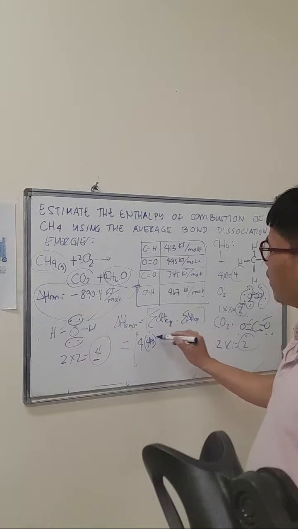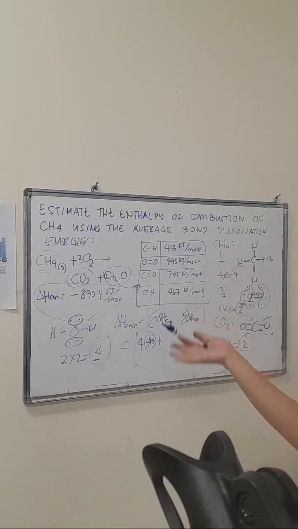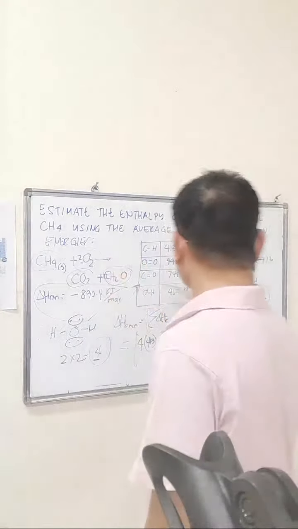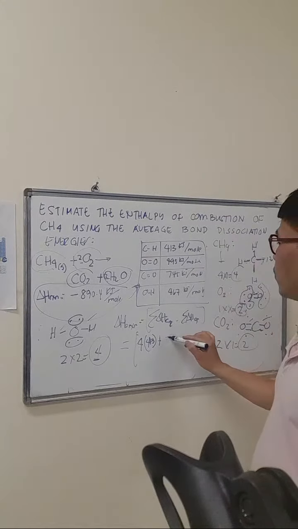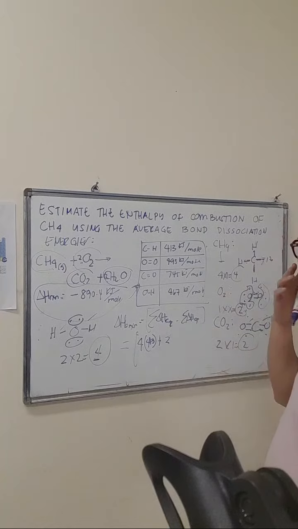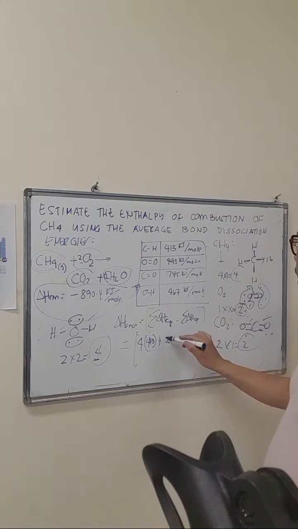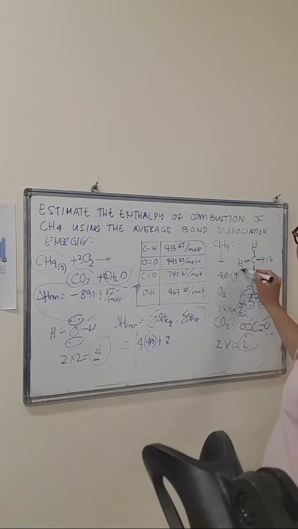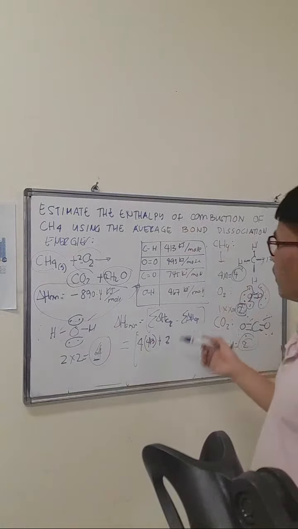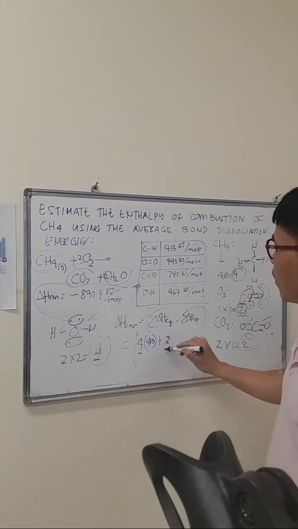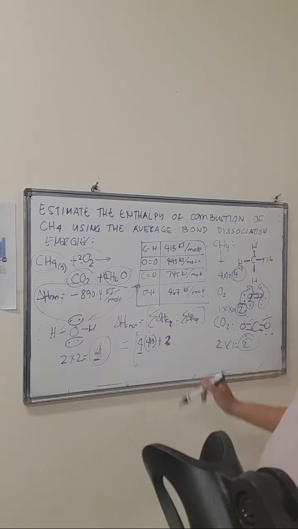Plus, because there are 2 reactants, the oxygen. For oxygen we have 2, so 2 times. Those 4, 2, 2, 4 are totals already, so we don't have to repeat them. We only need to rewrite them in this equation.